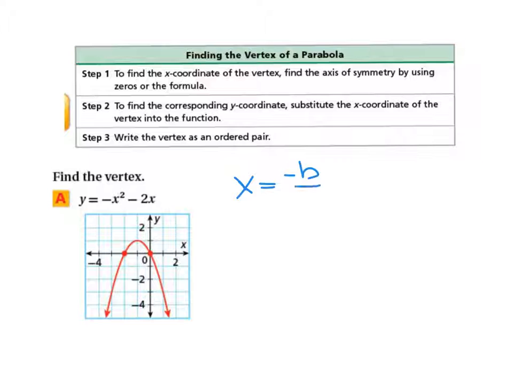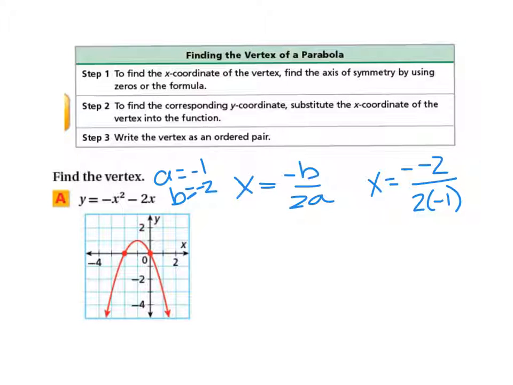-b over 2a. A is -1, b is -2. And so x equals -b, which is -2, over 2 times -1. Just know that this -2 is a +2. So you get 2 over -2. Well, that simplifies. 2 divided by 2 is 1, and so x equals -1. And this makes sense. If you look at the axis of symmetry, x is at -1.